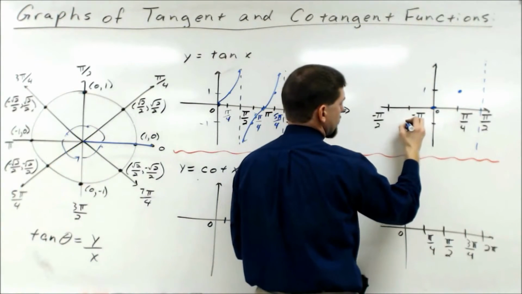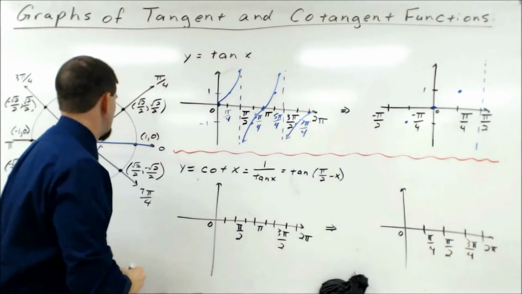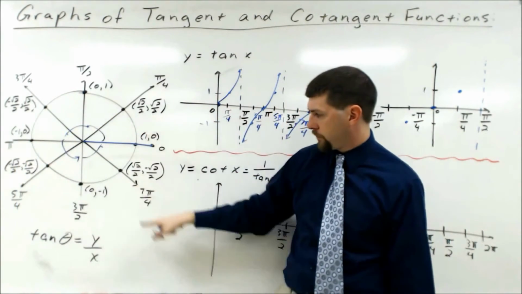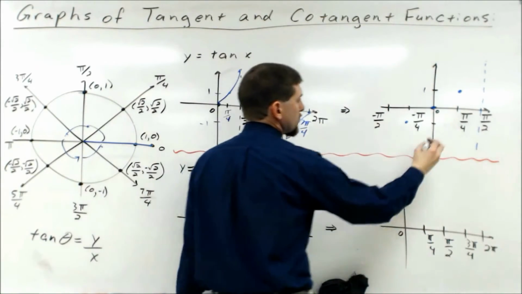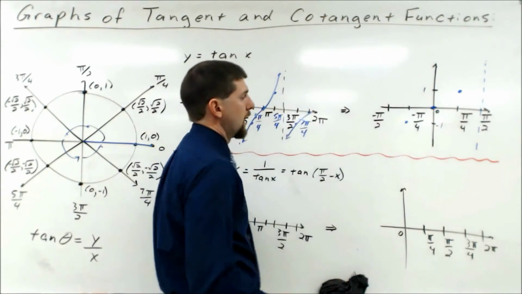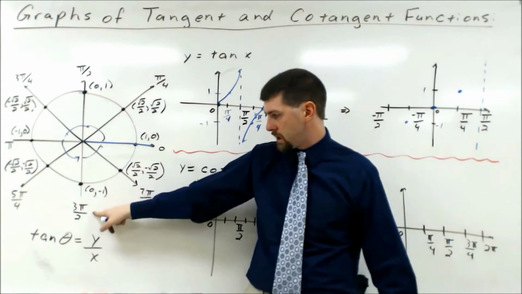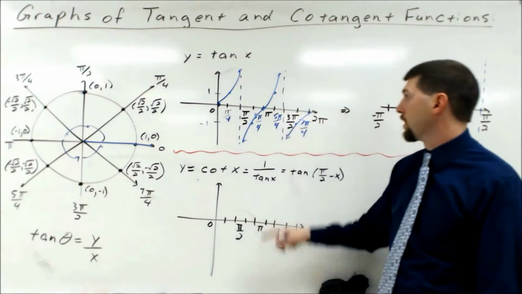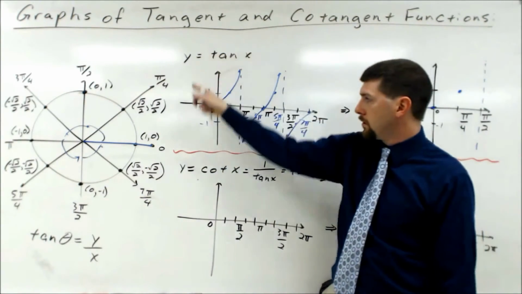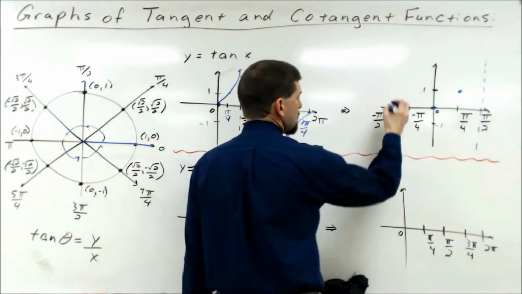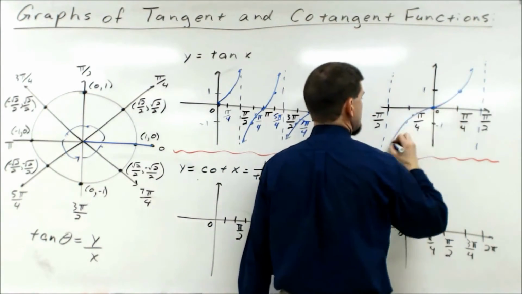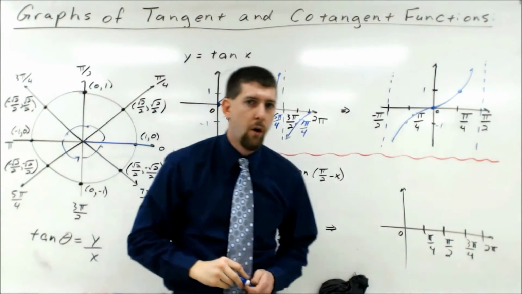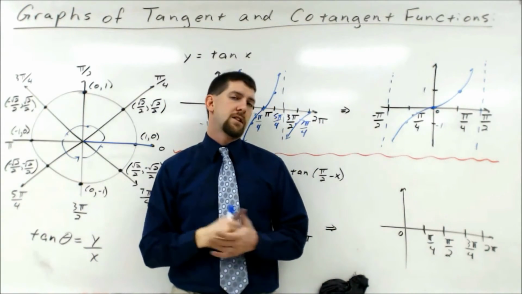So at negative pi over 4, which is the same thing as 7 pi over 4, it's still negative 1. And negative pi over 2 is still the same as 3 pi over 2, which was undefined, so undefined over here. And I'm going to get this graph right here. This is the way we graph one cycle of a tangent function.